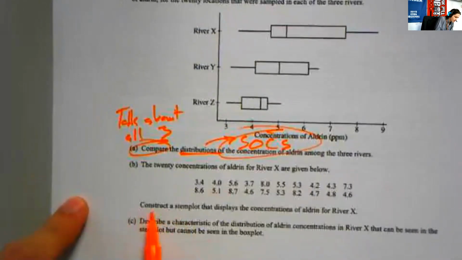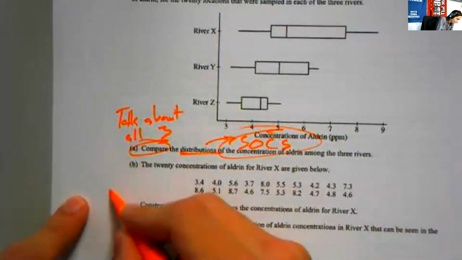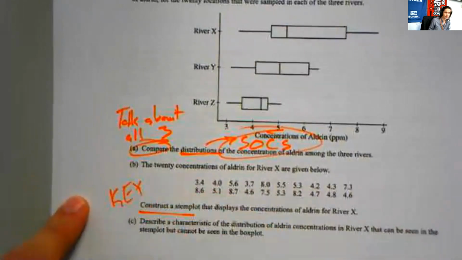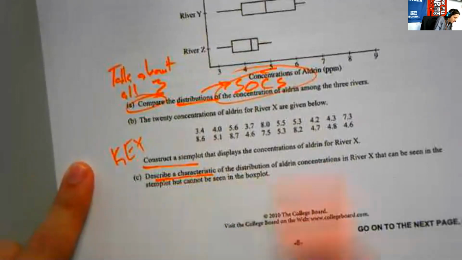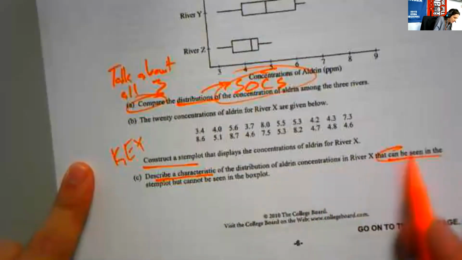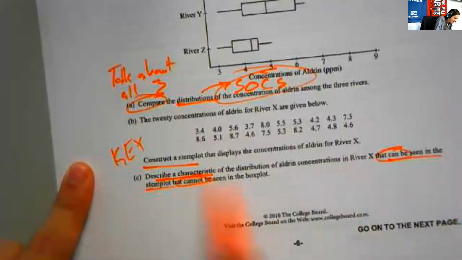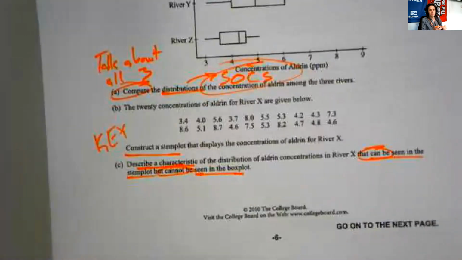Part B asks you to construct a stem plot. Don't forget your key when you construct that stem plot. Part C asks to describe a characteristic that can be seen in the stem plot but cannot be seen in the box plot. Words like can and cannot, those sorts of big negative words, highlight those. So you're going to make that stem plot. If you make it right, there's something that will show up in the stem plot that will not show up on the box and whisker plot.